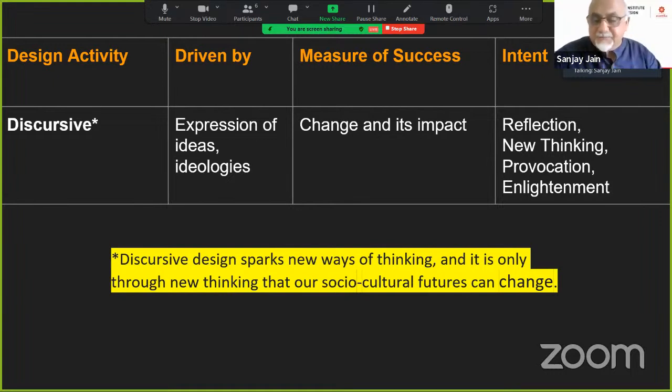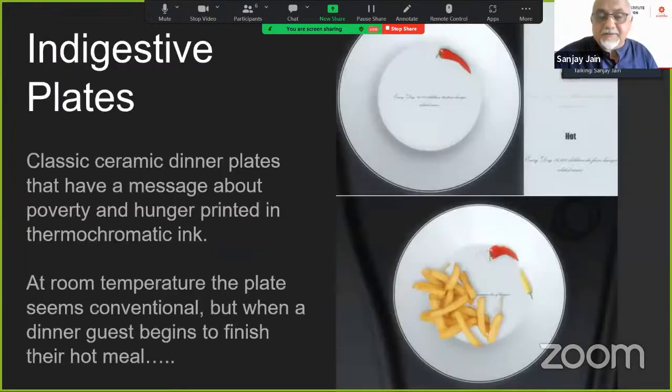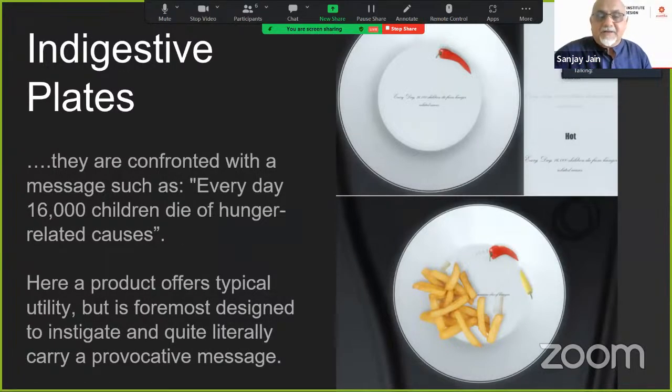Yeah. So the example of this would be an interesting product, which is called indigestive plates. So this product is basically very simple ceramic dinner plates, but they have a message. They have a message about poverty and hunger printed in a thermochromatic ink on the plate. So at room temperature, the plate is conventional, like a normal ceramic plate. But when the food starts and then you start to finish your hot meal, a certain message appears. And the message is, you confront a message which says, every day 16,000 children die of hunger-related causes.